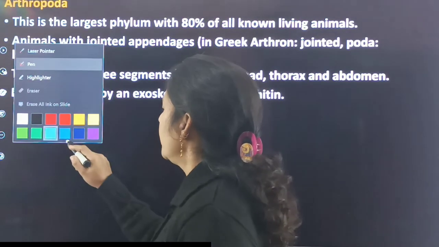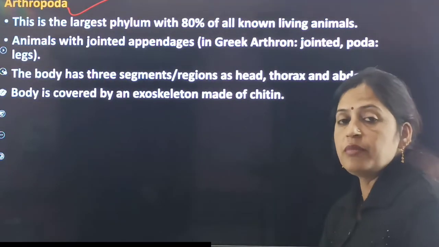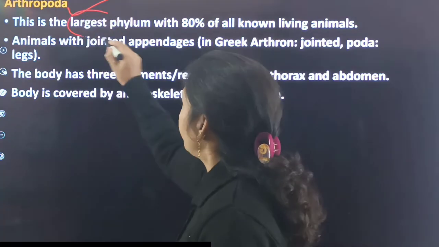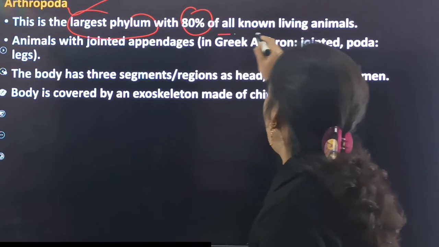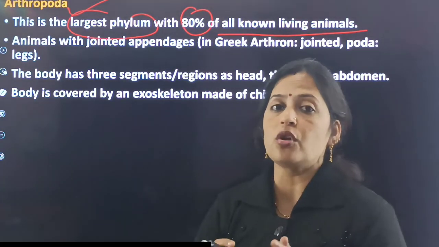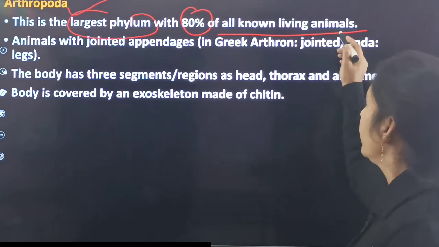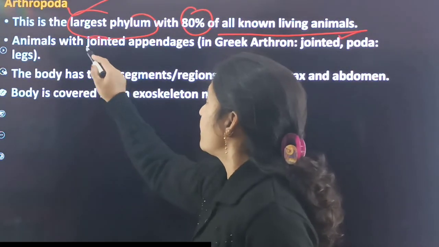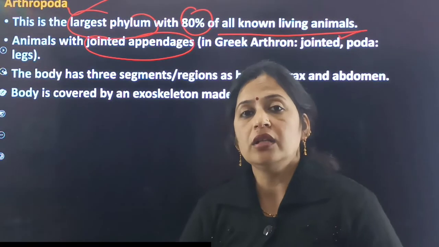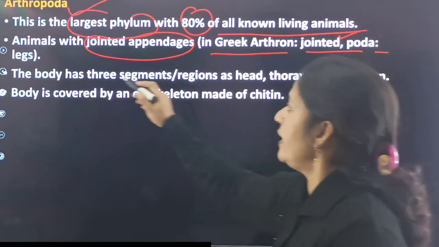Next is Arthropoda. This is the largest phylum, with 80% of all living animals. The most important feature of the Arthropoda is that the appendages are jointed. In Greek, arthron means jointed and poda means legs.